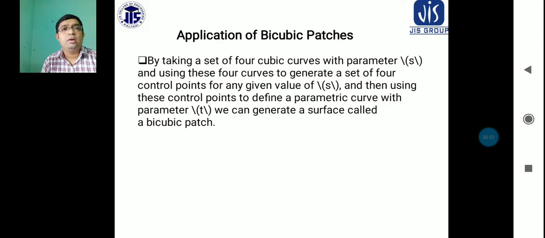The application of the bicubic patch: by taking a set of 4 cubic curves with the parameter s, and using these 4 curves to generate a set of 4 control points for any given value of s, and then using those control points to define a parametric curve with parameter t, we can generate a surface called a bicubic patch.